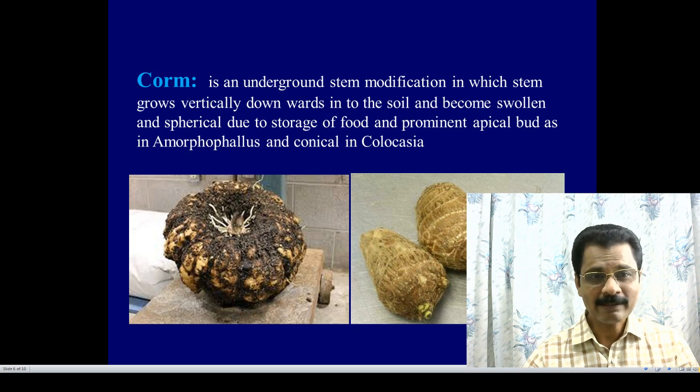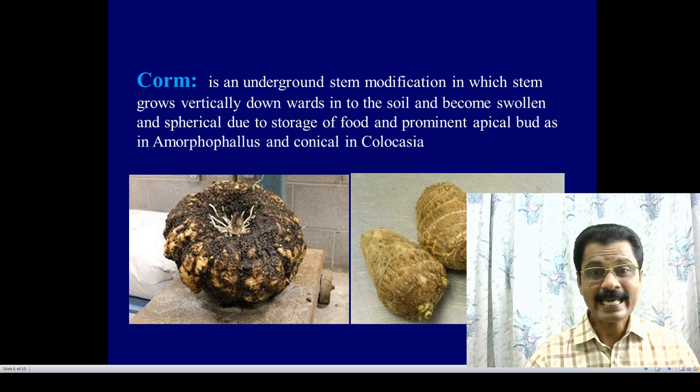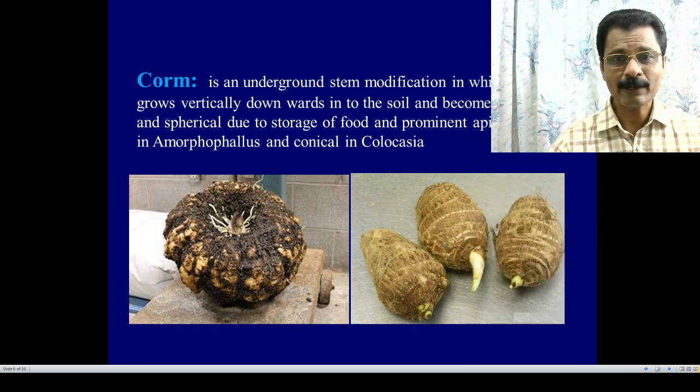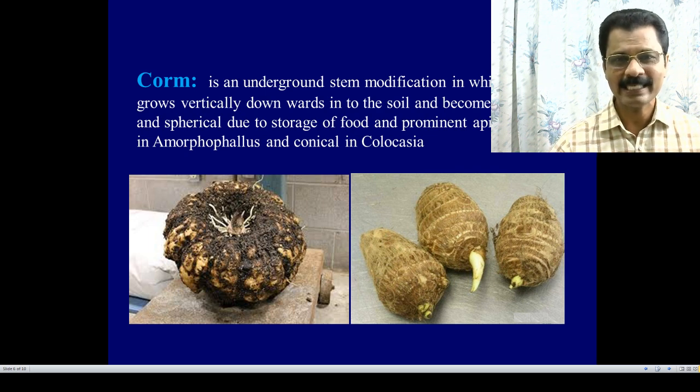As you all know, Amorphophallus with axillary buds can be cut into small pieces, and each piece is used as a vegetative propagating method. But in the case of colocasia, here you can see the colocasia, the stem grows vertically downwards into the soil and becomes conical in appearance. Here, see, conical in shape, and you can see the nodes and internodes.